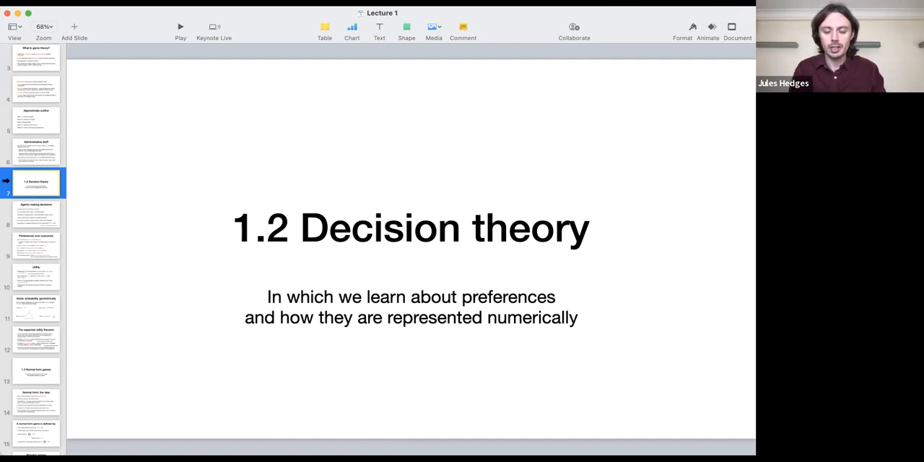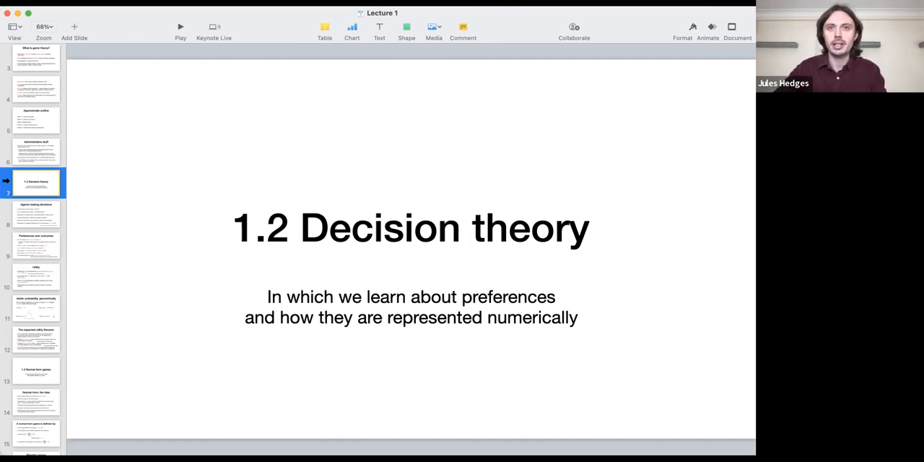Our first topic is actually a bit of a sideline from the main theme of this course. Decision theory is the study of what happens when only one agent is making a decision. So it's a sort of degenerate case of game theory where there is no game, there is only one agent alone. And really, decision theory is the study of what preferences can be for an agent.